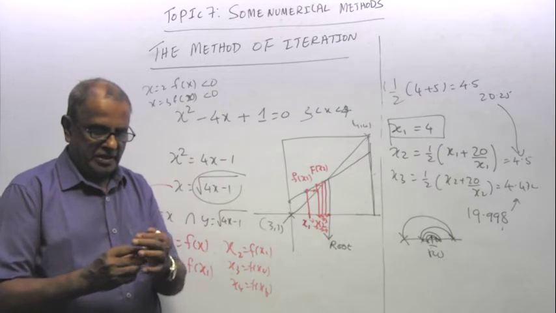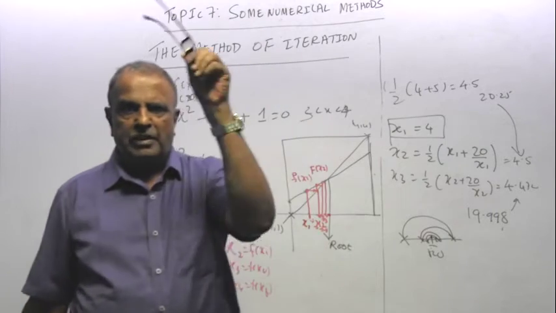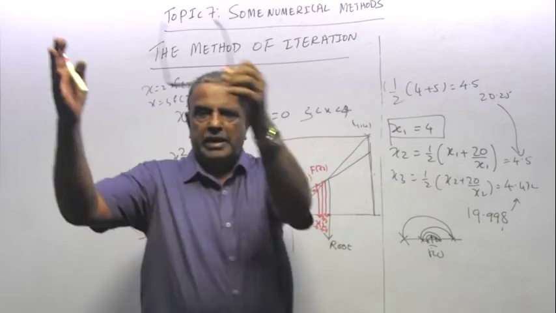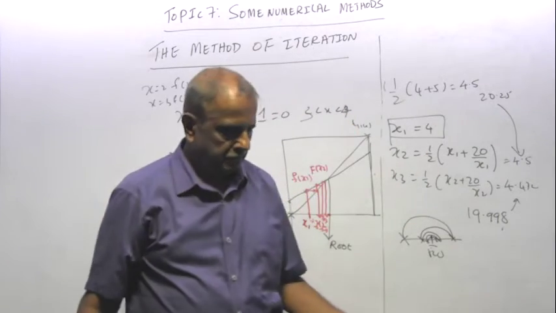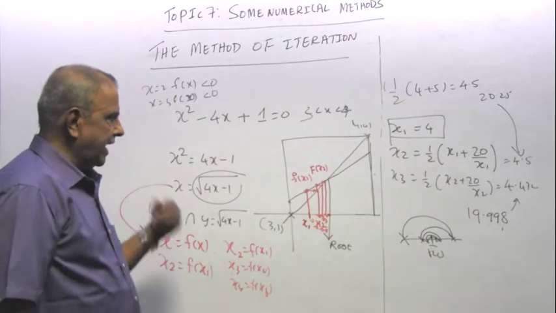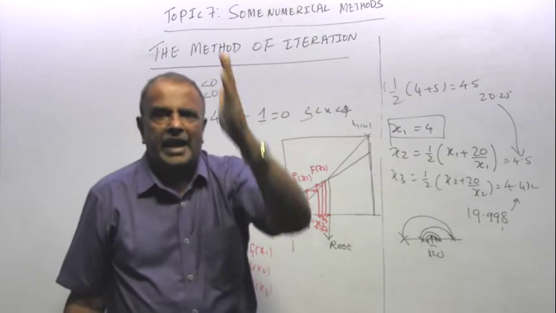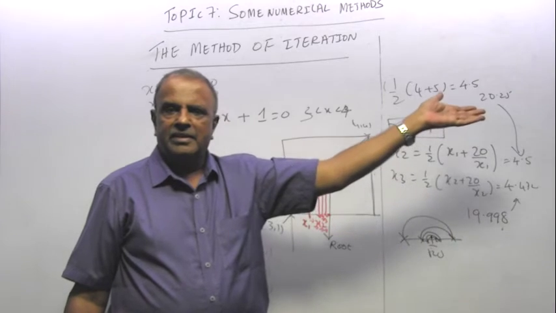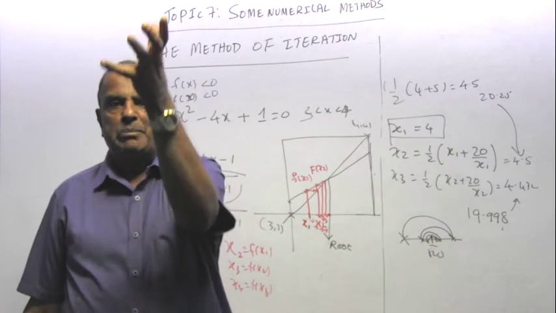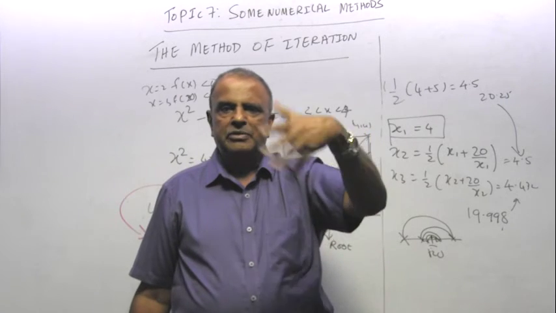So in other words, to solve an equation f of x equal to 0, the first thing you do is locate the root between a and a plus 1. Sometimes a and a plus 0.5. Then rearrange the equation in the form x equal to something. Having rearranged it, take a starting value, say the midpoint of the interval, put it into the rearranged equation, find the next value.